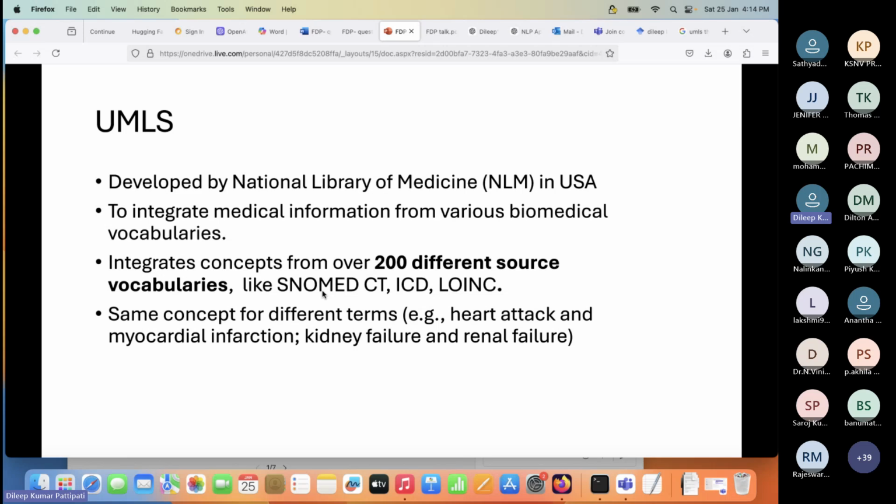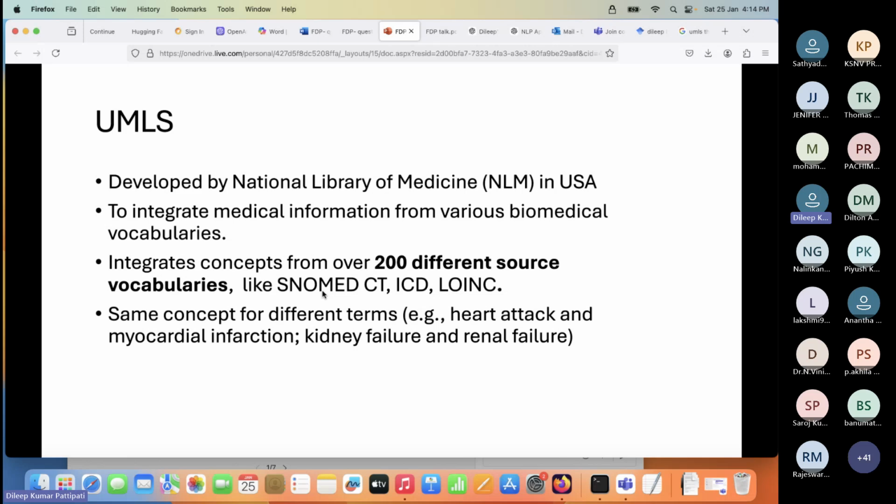There is an organization in the US called the National Library of Medicine. Their idea was: why don't we integrate all the medical information from all these vocabularies so that we will have one unified knowledge base? From that unified knowledge base, we can do a crosswalk to any other vocabulary. They integrated concepts from nearly 200 different source vocabularies. We call it a metathesaurus. It is a thesaurus of all the thesauri. Twice a year, they make releases with all the advancements.